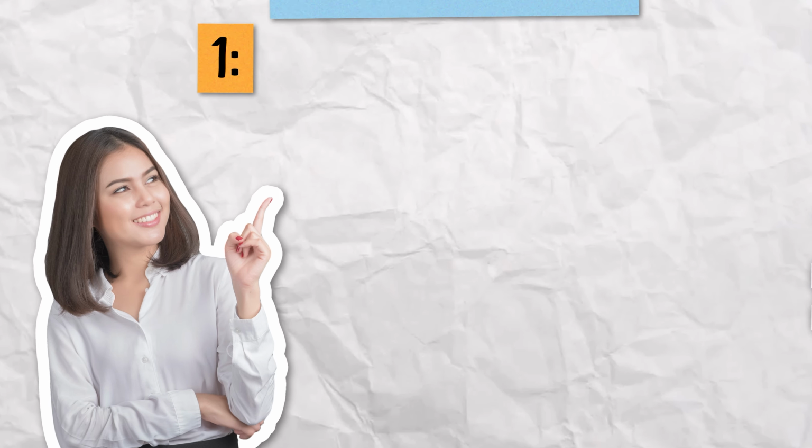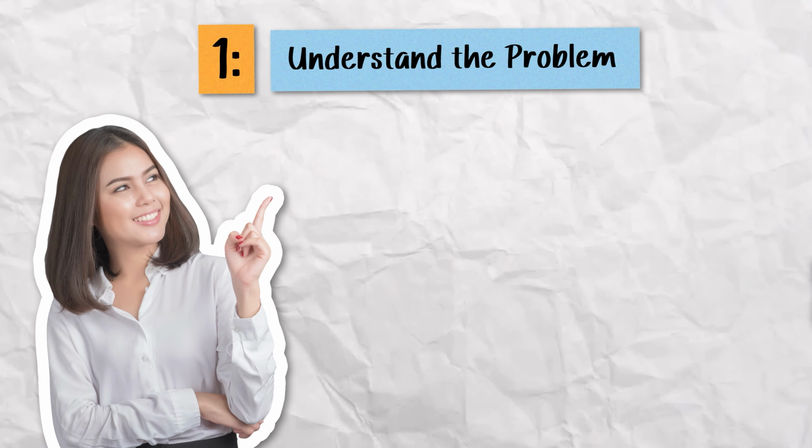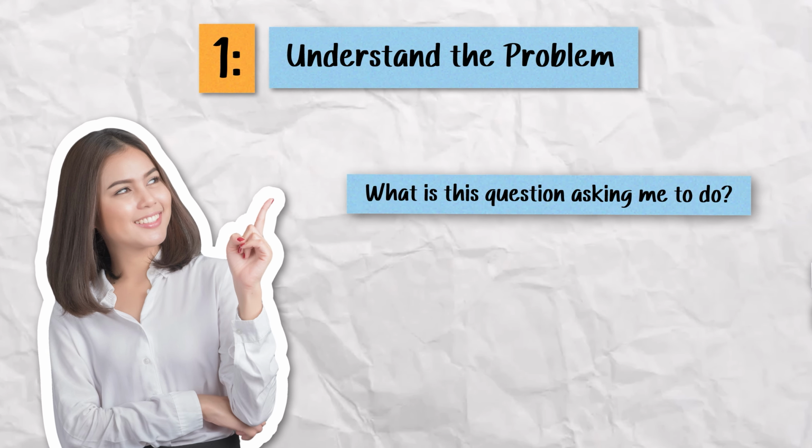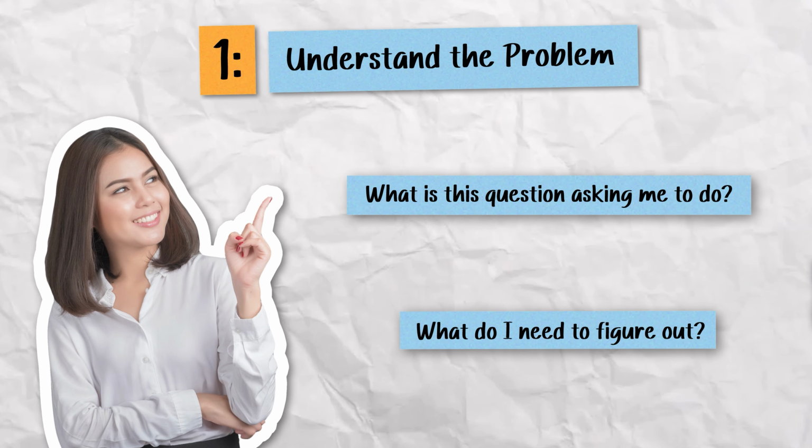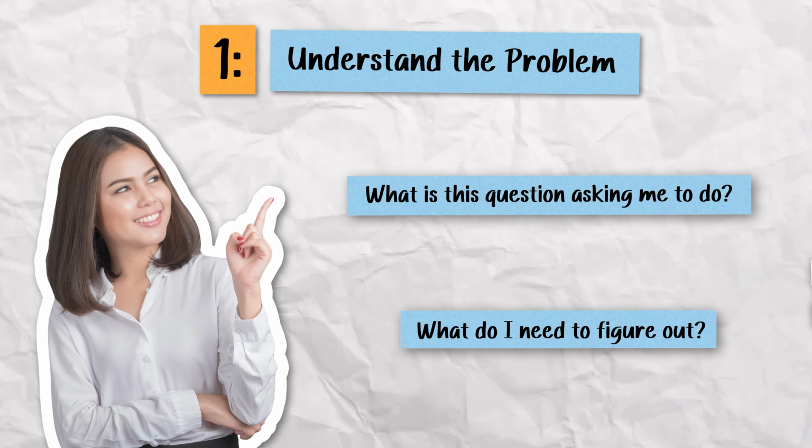Step 1. Tell them to slow down and really understand the problem. Encourage them to really understand what the question is asking them to do and what they need to figure out. If they know what they need to do, great! On to the next step.